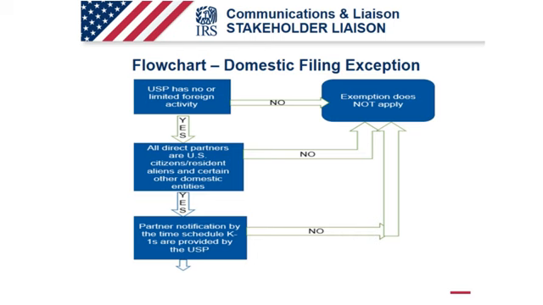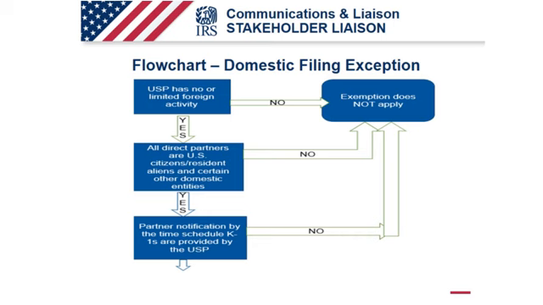So on this slide, and then continuing on the next slide, is a flow chart that will guide you through the various steps to see if the pass-through entity qualifies for the domestic filing exception and is therefore not providing you with the Schedule K-3. And note that all four of the following criteria must be met for the domestic partnership or S corporation to use this exception.